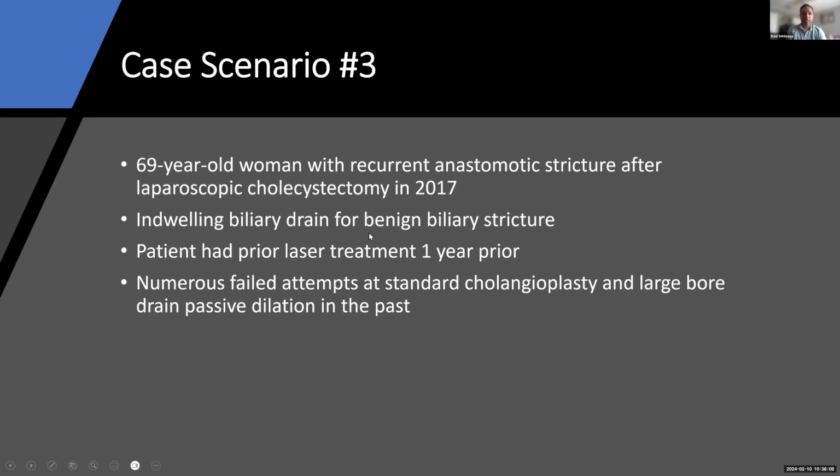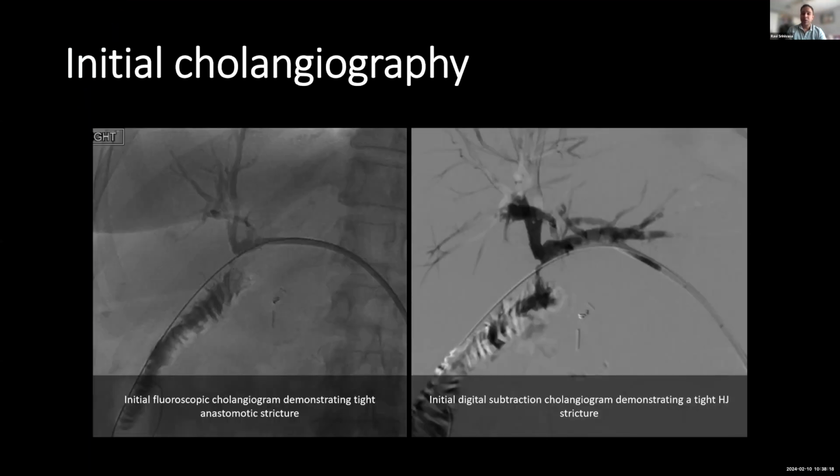So I think this was my last case here, a 69-year-old woman with a history of a recurrent anastomotic stricture after a lap chole. She'd had multiple attempts at trying to treat this stricture with conservative means. For benign biliary strictures, there's a lot of different ways that we use to try to treat them, such as dilating with big balloons or putting in big drains for prolonged periods of time to try to open up these strictures. But none of these things work consistently. I'll say they do work from time to time, but they don't work consistently.